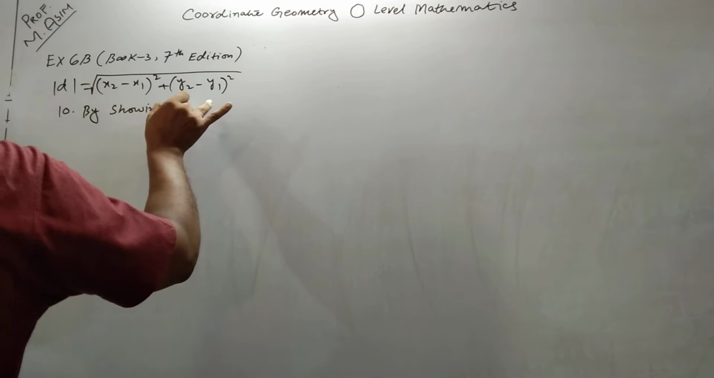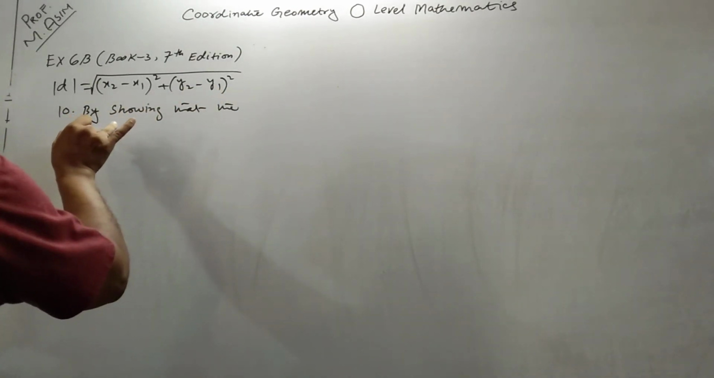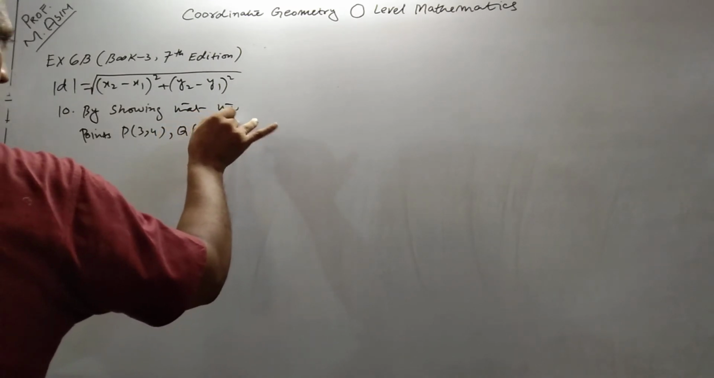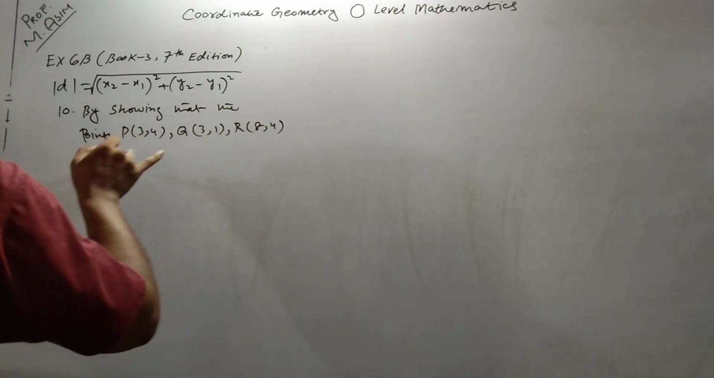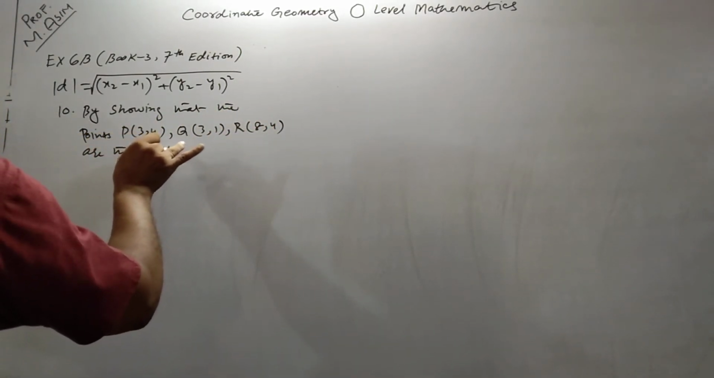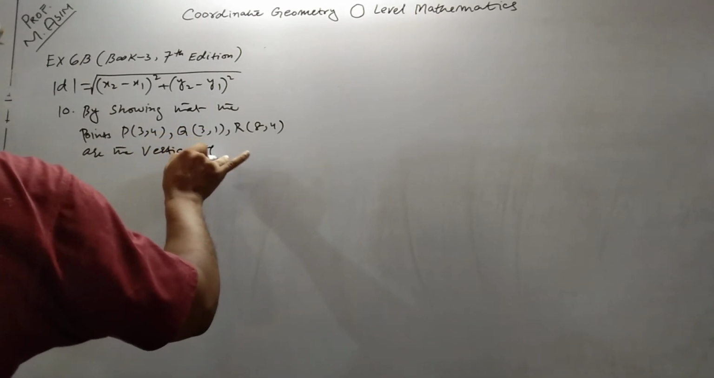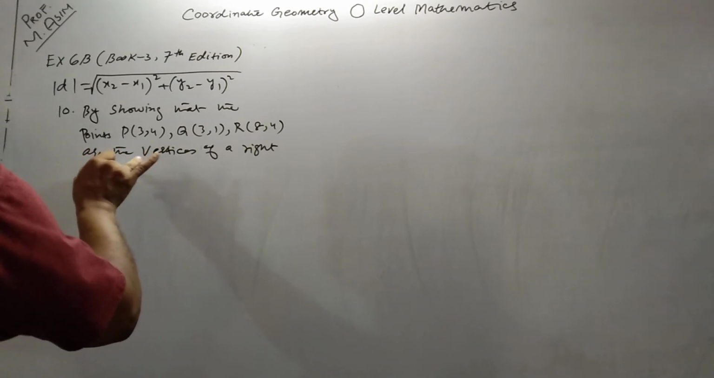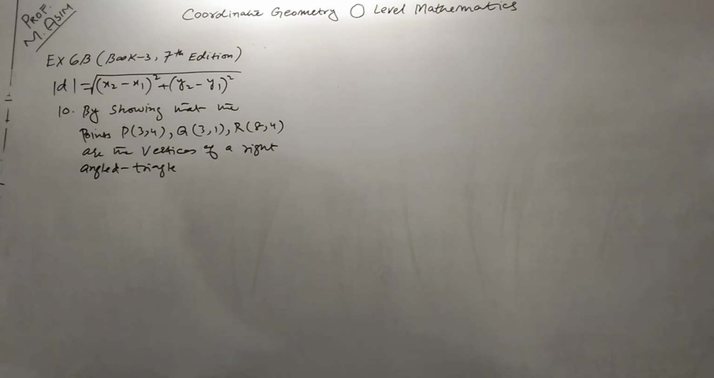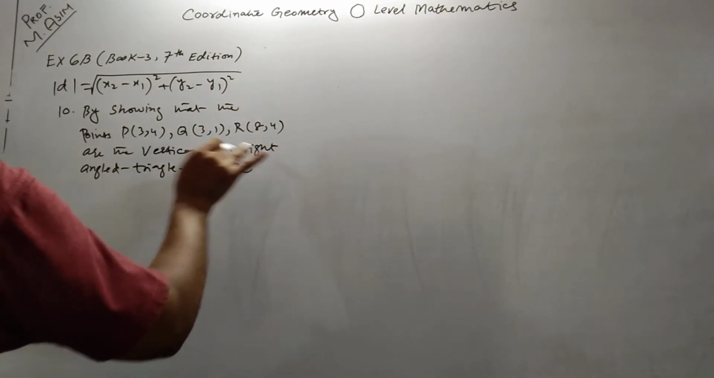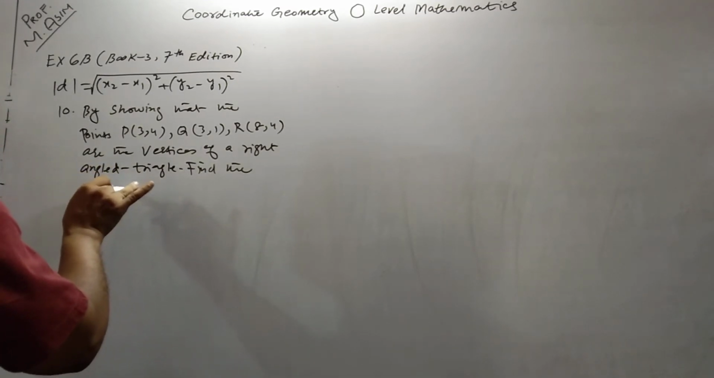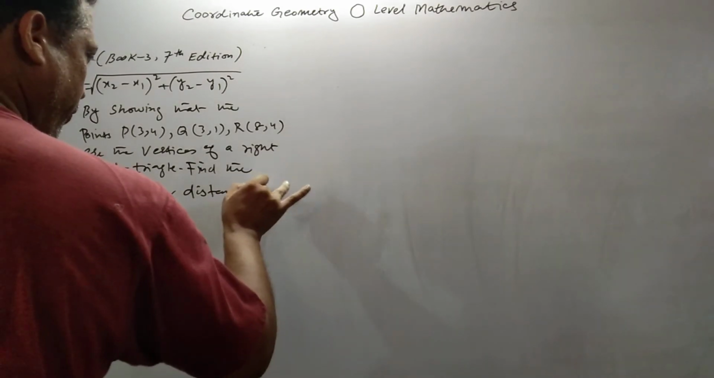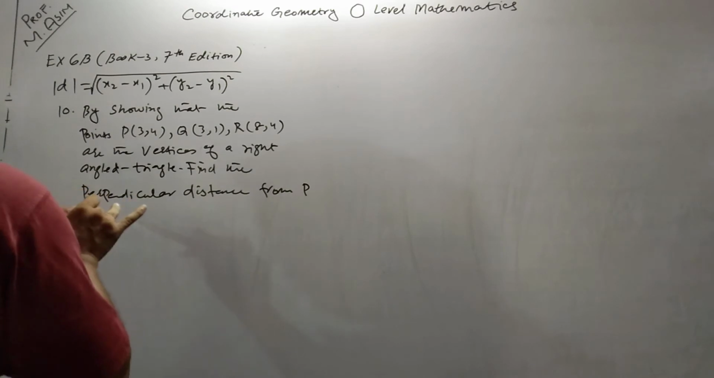By showing that the points P(3,4), Q(3,1), R(8,4) are the vertices of a right angled triangle, find the perpendicular distance from P to QR.